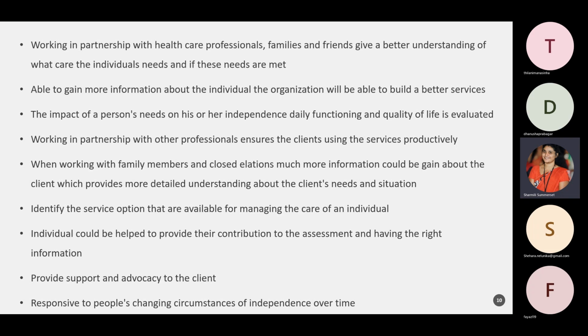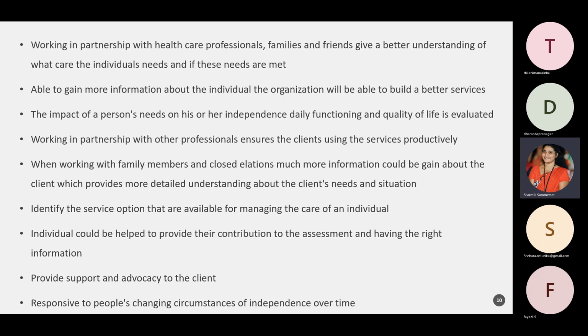And working in partnership with other healthcare professionals will ensure the clients use the services productively. Yes, like having collaborative work with the social welfare services, you can identify whether those welfare services are used by the patient or not.